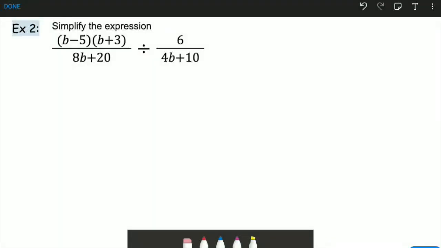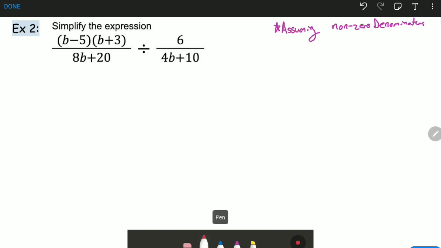Okay, so in this example, we're going to be simplifying the expression. Now, since it does not say anything about restrictions, we are going to be assuming non-zero denominators, which is what causes the restrictions in the first place. Since we're assuming non-zero denominators, we don't have to worry about the restrictions.